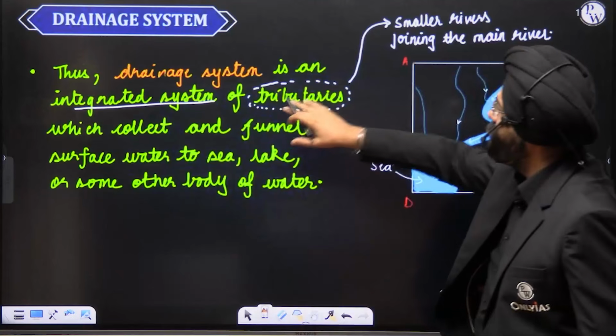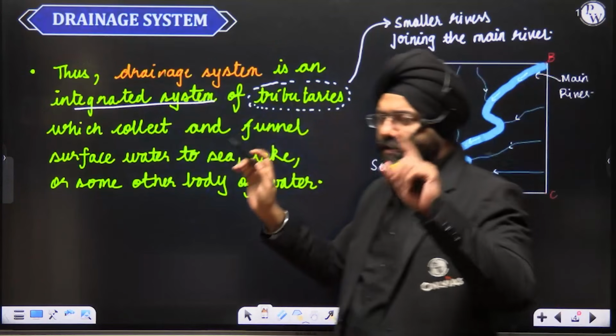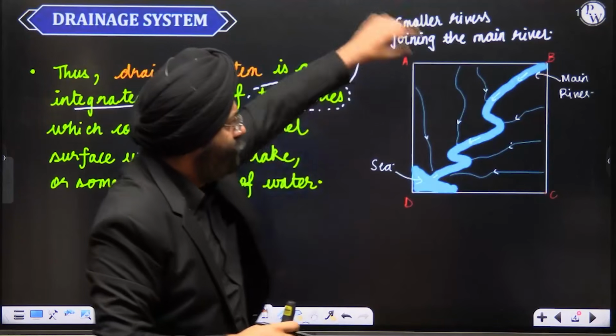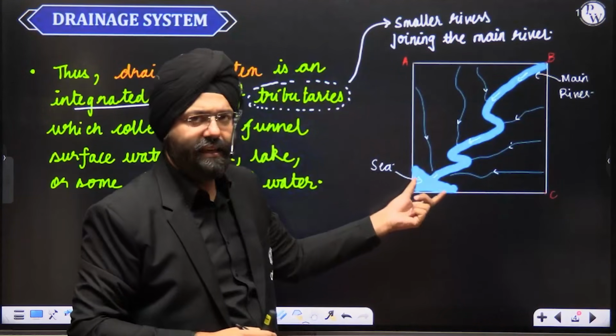What do you mean by tributaries? Small rivers joining the main river, right? So I'll explain to you, just understand this. Supposedly this is the main river that is flowing and this is supposedly the sea.